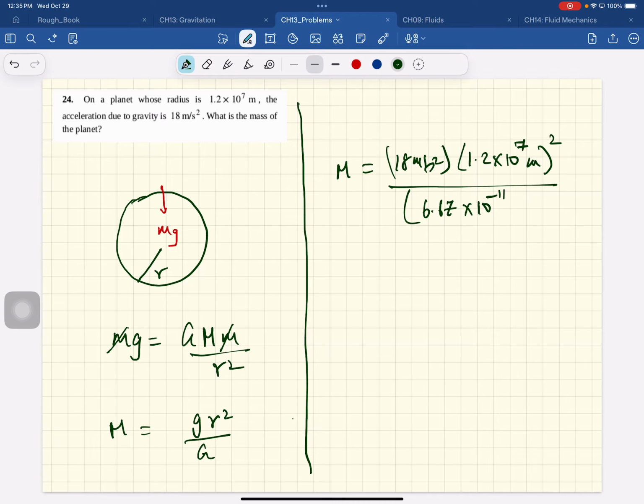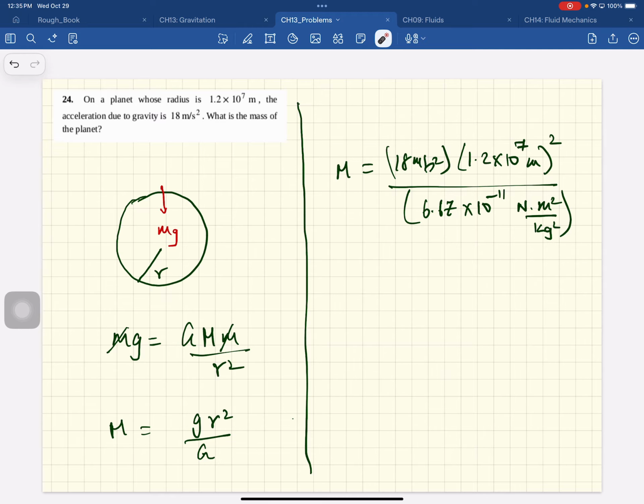And here's how you remember the units. In this formula, what is this? This is a force, that is Newton. So Newton meter squared divided by kg squared. mg is the force on you, and that force is the gravitational force. The force on you is your mass times your acceleration, and that's equal to the force of gravity.